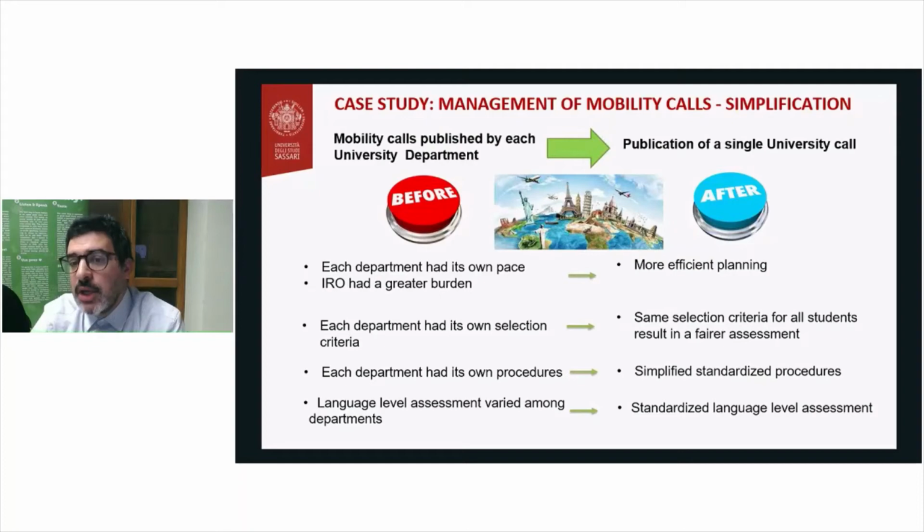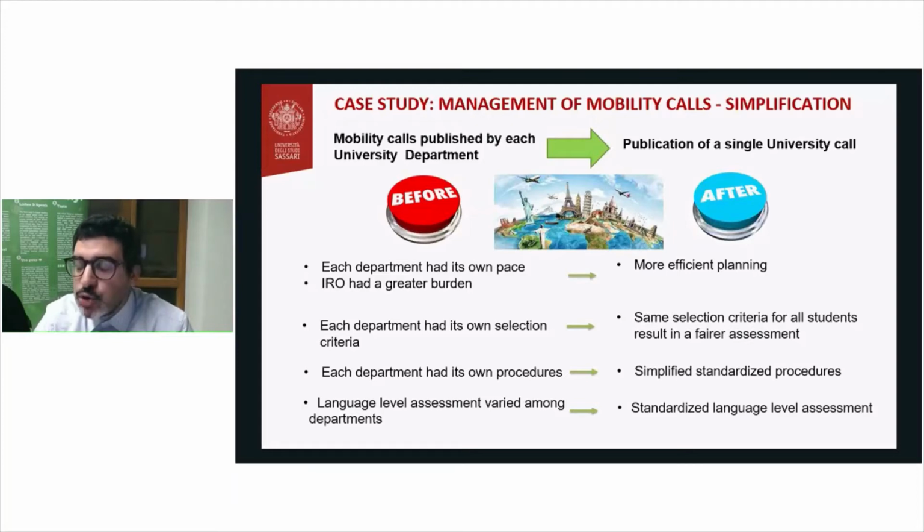Now, each department, as you can imagine, consisting of different people, had its own pace. So some departments were very, very quick in the implementation of these goals, and some were less effective.